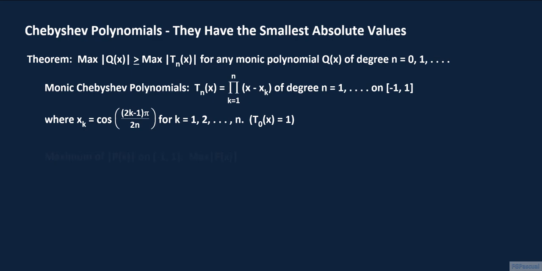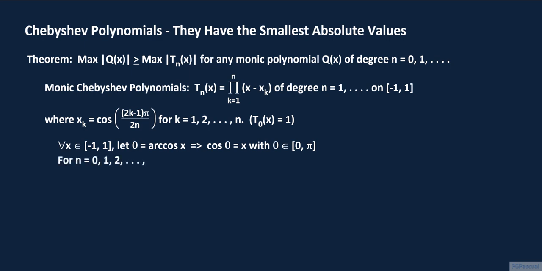A derivation of the formula for the T_n's uses the substitution theta equals arc cosine x for every x on the interval from -1 to 1. As such, cosine theta equals x, and theta is on the interval from 0 to pi. For every non-negative integer n, let p_n(x) be equal to cosine(n times arc cosine x), so that p_n(x) equals cosine n theta.